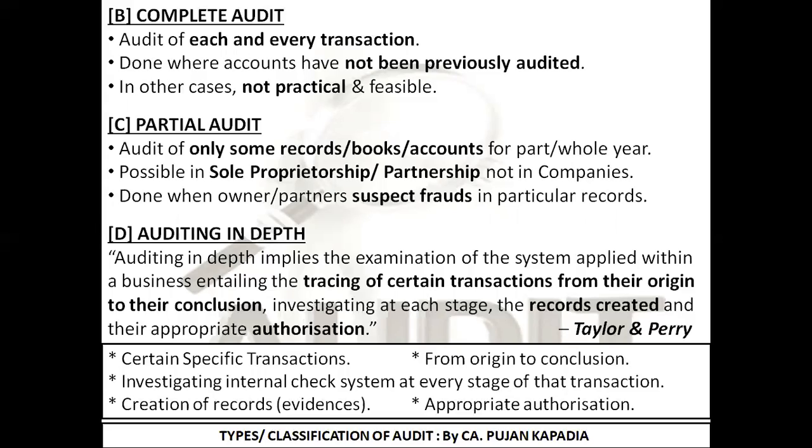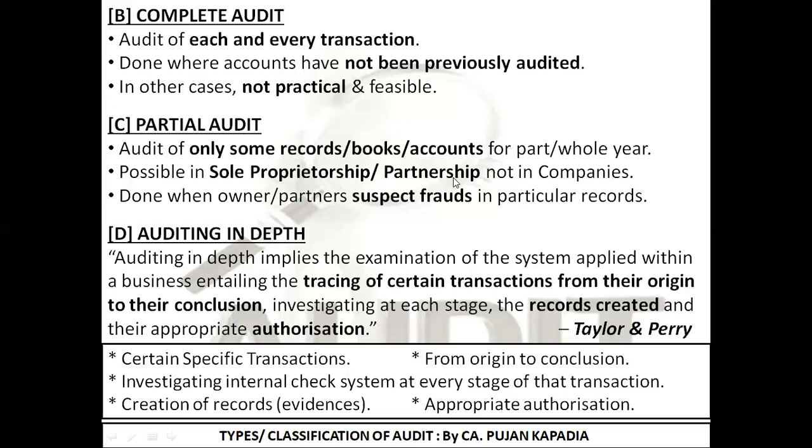So as of now, I'm not taking the complete set of books of accounts. I'm just focusing on some selected records, selected books, or selected accounts. If I'm auditing such selected things, then this falls under the head of partial audit. Second is, it is possible in either a sole proprietorship or a partnership. That is, when the business is being run by an individual single owner, or when you are running a partnership business, then you can go for partial audit.